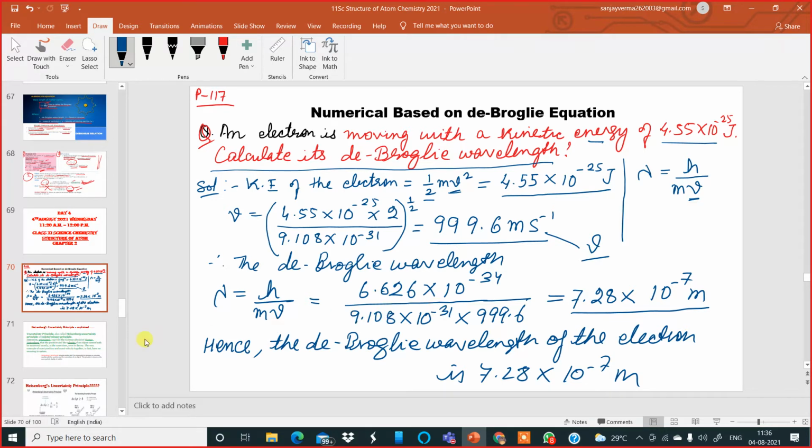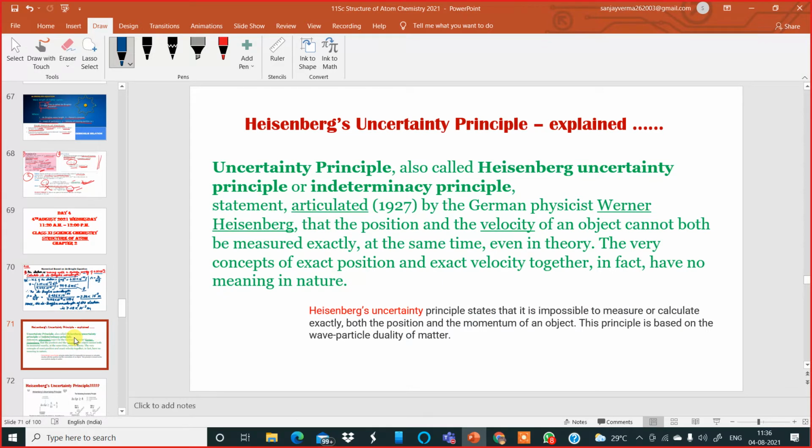Okay, so now let us move further in this chapter. Now read this on your screen. The Heisenberg's uncertainty principle. Read it in your mind, all of you.